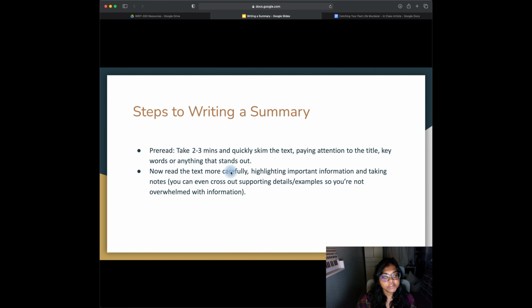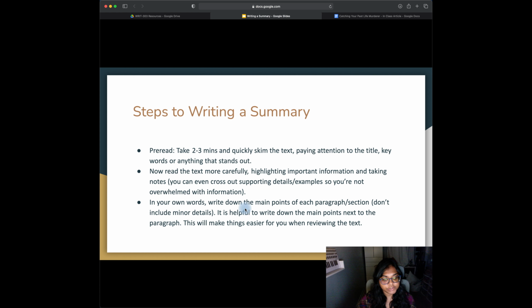Next, you're going to read the text more carefully, highlighting important information and taking notes. And you can cross out any supporting details or examples so that you're not overwhelmed with information. Earlier in the semester, I had posted another lecture video on how to take notes and how to annotate your text. So feel free to review that video if you want more specific details on the types of notes that you should be taking.